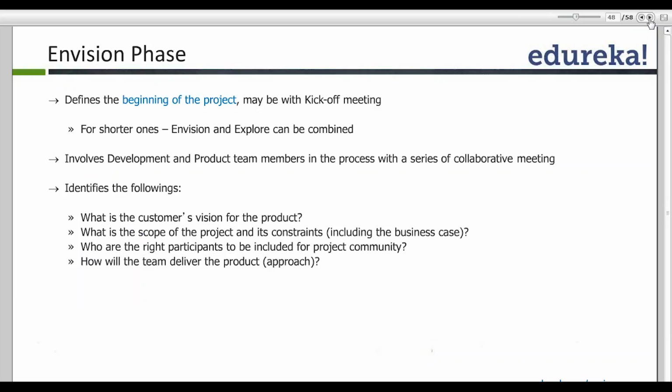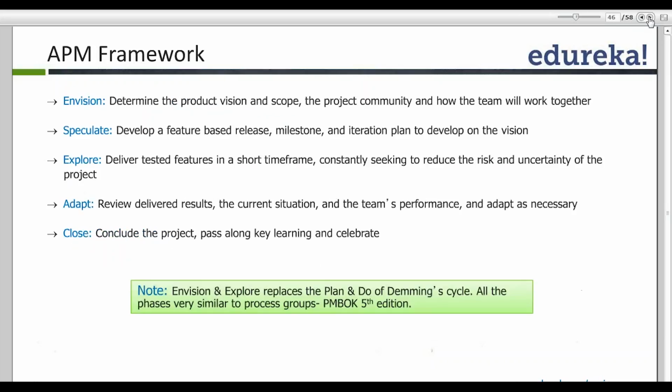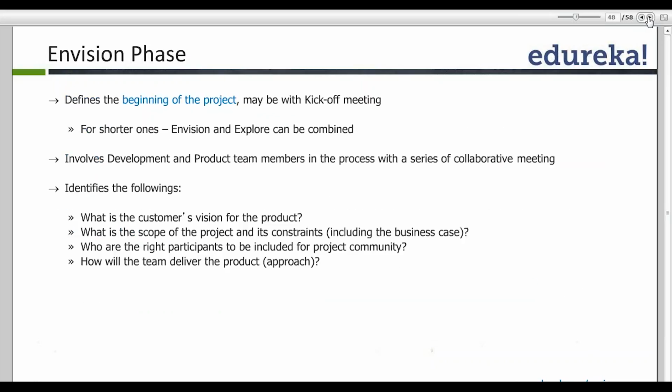Envision phase starts with the start of the project. It is also called a kickoff meeting. And in an envision phase, we come up with a document which describes the customer's vision for the product, what the scope of the work is, who the key stakeholders in the project are, and how the team will deliver the product. So all this comes in as a part of the envision phase. In the first phase, we come up with the overall vision, as I said.